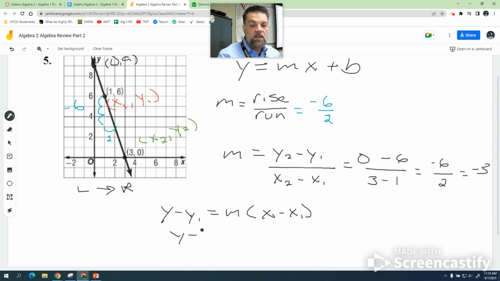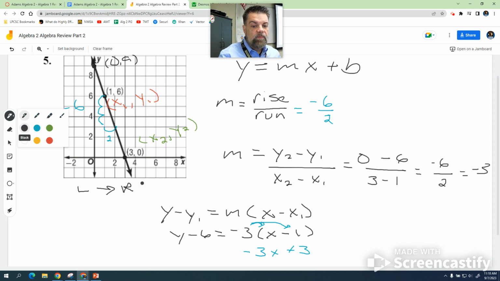What's y sub 1? 6. What's m? -3 times the quantity x minus x sub 1, which is 1. We're going to distribute the -3 through the parentheses. This becomes -3x. What's -3 times -1? 3. +3. All this stuff stays the same.